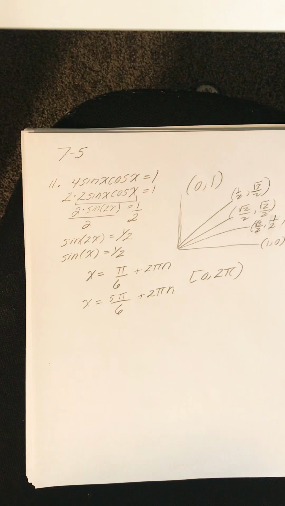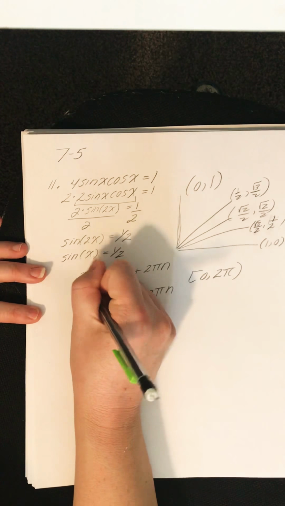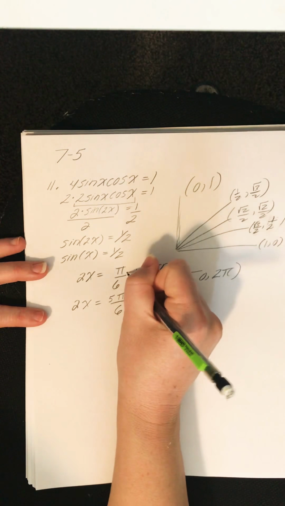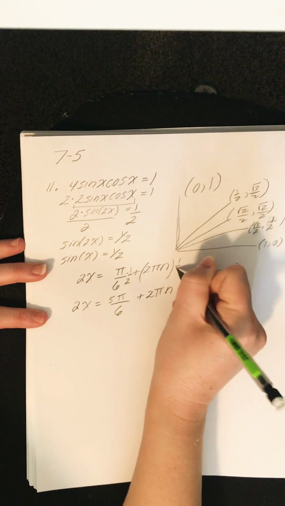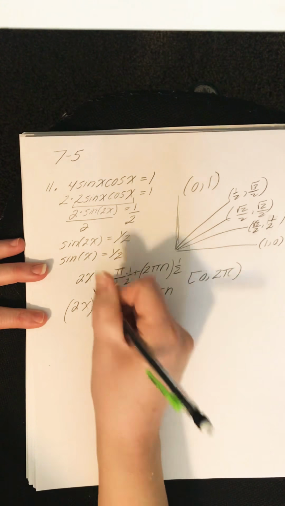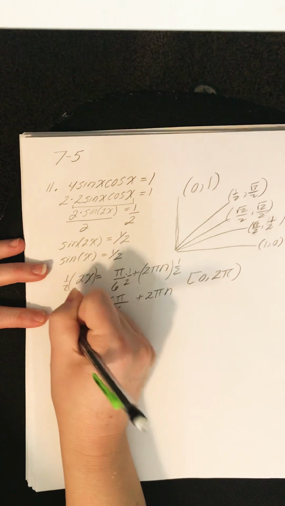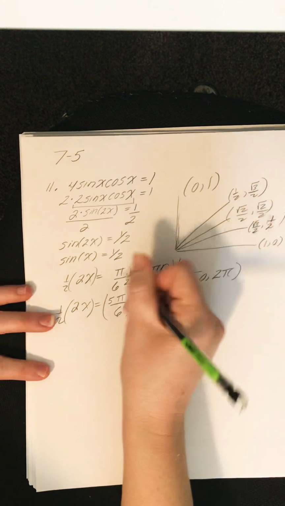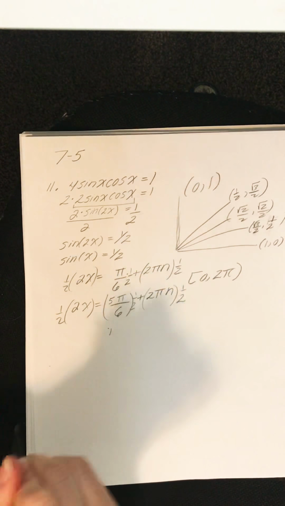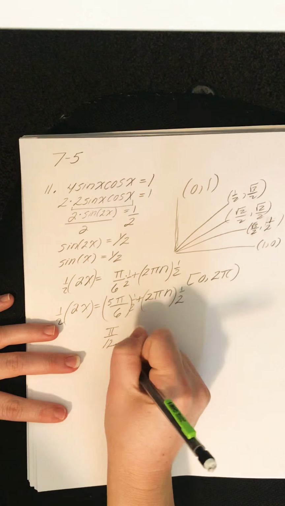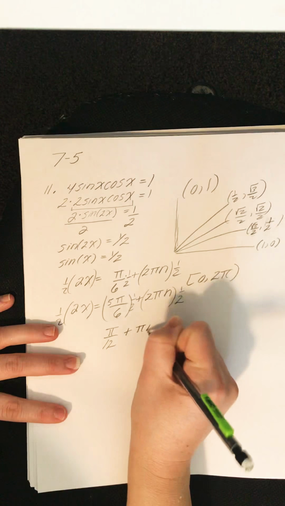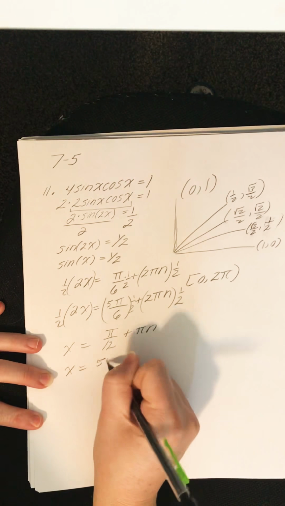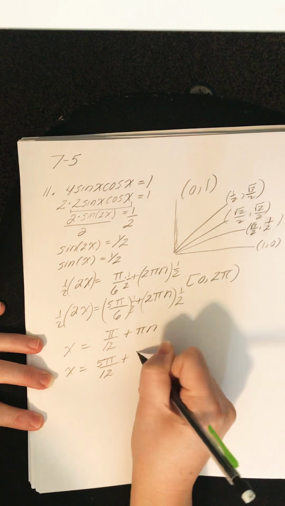Let's see. So now from here, we're actually dealing with 2x. So then we would times both sides by 1/2. So the general truth statement would be x equals pi 12ths plus pi n. This would be the general formula. X equals 5 pi 12ths plus pi n.